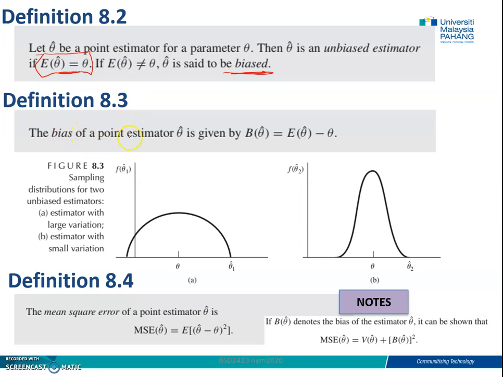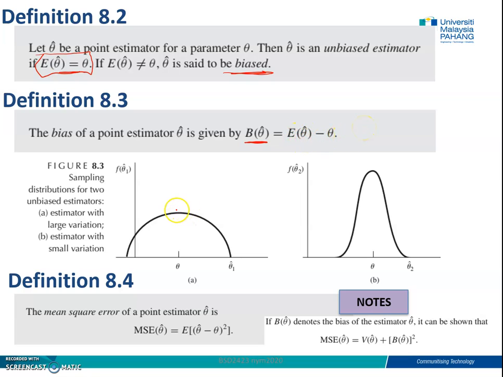Now definition 8.3. The bias of a point estimator theta head is given by expected theta head minus theta. So this one is to calculate how much bias there is. You can get the bias by finding expected theta head minus theta.